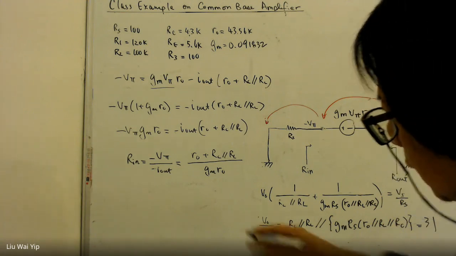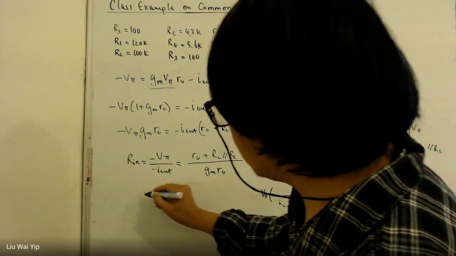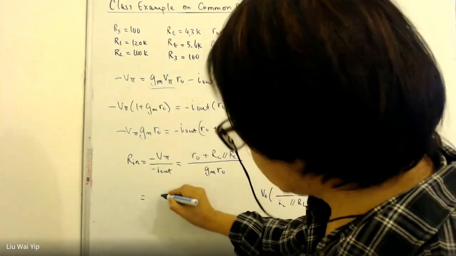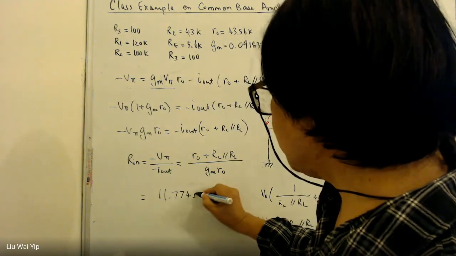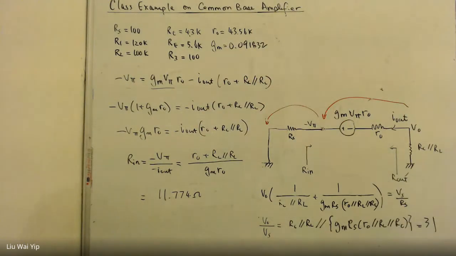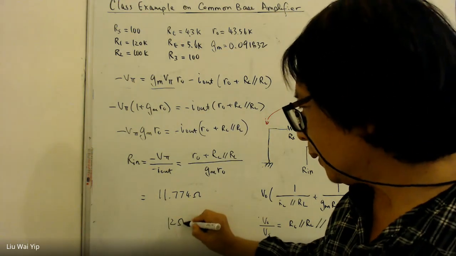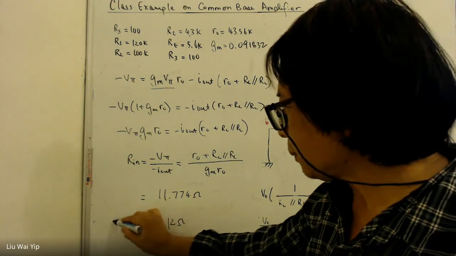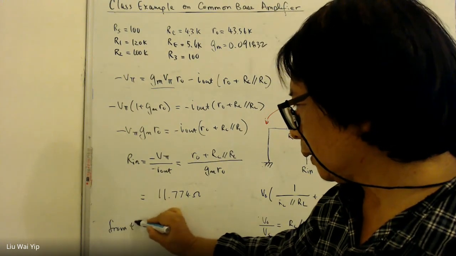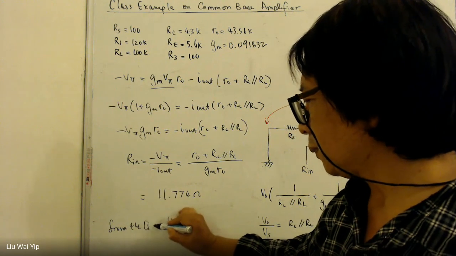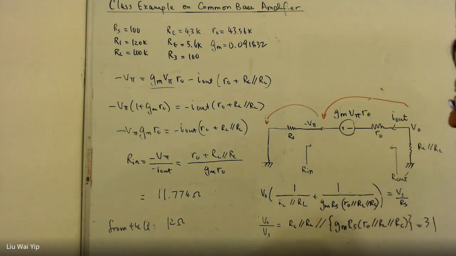And according to my calculation, the input resistance here is around 1.774 ohm. The answer from the question is 12 ohm. So from the question, so this is the answer. So they are close enough.